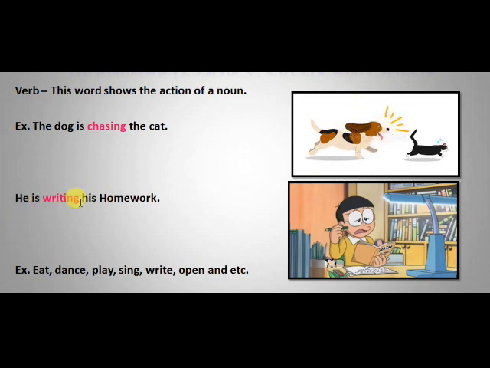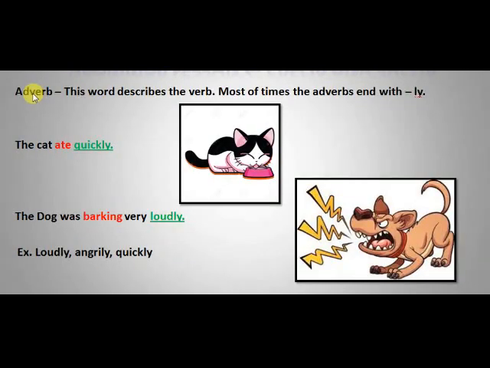Like, he is writing his homework. So this particular boy is writing his homework. He here is a pronoun, okay? And he is doing an action, so that particular action is the verb. Next examples are eat, dance, play, swing, write, open and so on. So the next is the adverb. This word describes the verb.